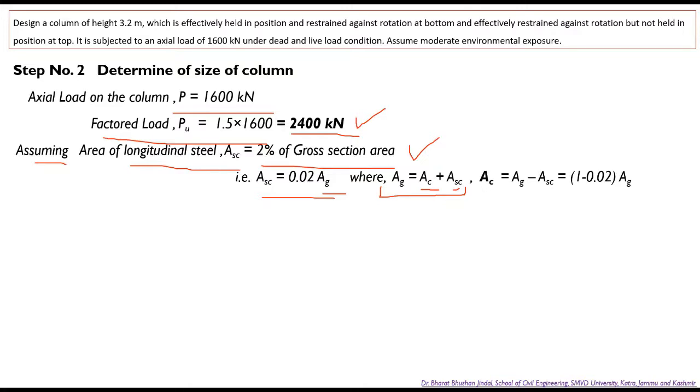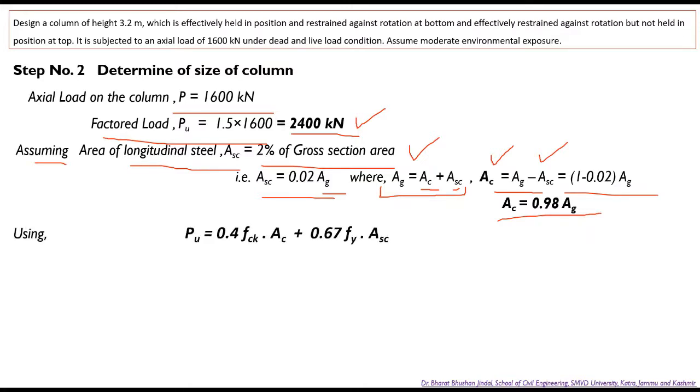So from here we can rearrange this equation. The area of concrete will be the gross area of the section minus the area of steel which we have to provide. Since we are providing Asc equal to 0.02 Ag, we can easily calculate that the area of concrete will be (1 minus 0.02) into Ag. That means we have to provide at least this much area of concrete, which is 0.98 of the area of the cross section.